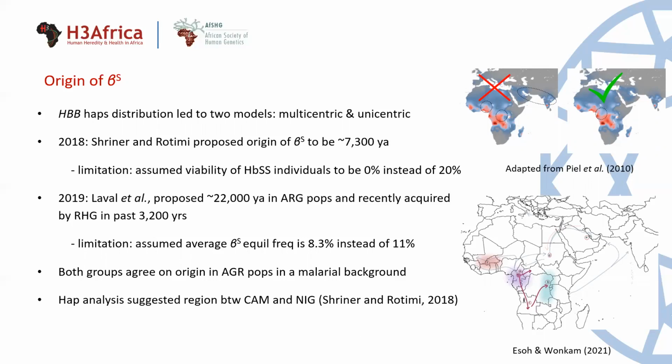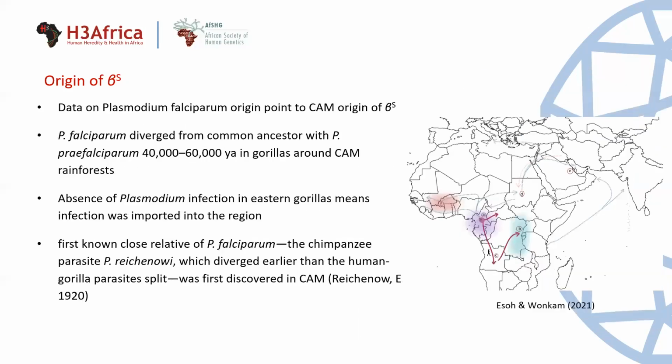Interestingly, both groups agree that the mutation arose in the genetic background of agriculturalist populations. Based on haplotype analysis, Shriner and Rotimi suggested that the mutation arose somewhere along the border between Cameroon and Nigeria. Indeed, data on the origin of Plasmodium falciparum suggests that the mutation arose somewhere in Cameroon.